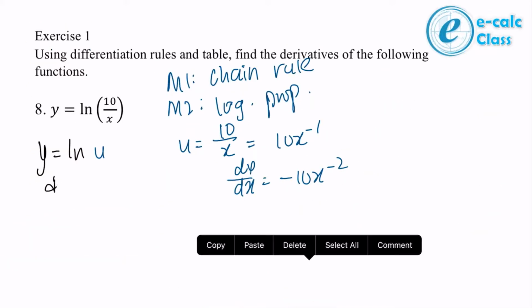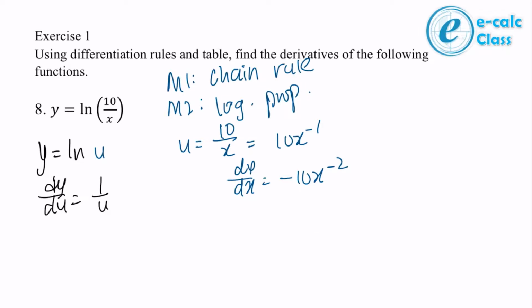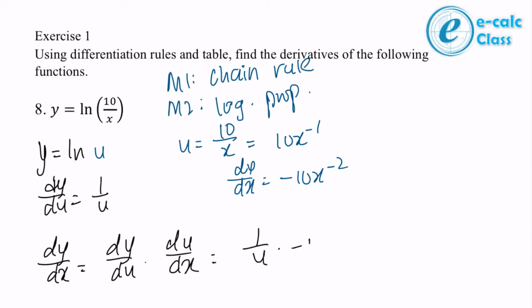Okay, so dy/du is 1 over u. This is dy/du. If I write this is dy/dx, then this has to be dy/du times du/dx. Okay, so it is 1 over u times negative 10x to the negative 2. And who's my u? u is 10 over x.